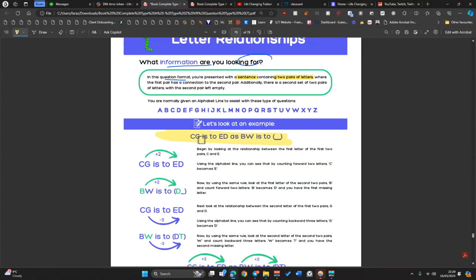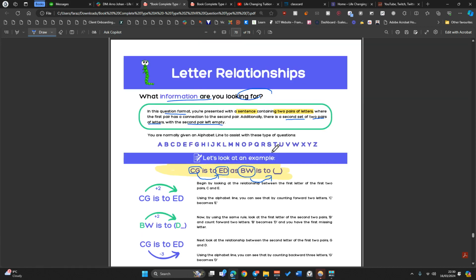Here is the sentence that they're talking about, and the two pairs of letters is CG and ED, I'm assuming, where the first pair has a connection to the second pair. Okay, so CG is connected to ED, and what else did it say? Additionally, there is a second set of two pairs of letters with the second pair left empty. So the second set is here. BW is supposed to basically mean something here. So our job is to figure out what this blank is going to be by looking at this relationship. And yeah, it's basically as simple as that.